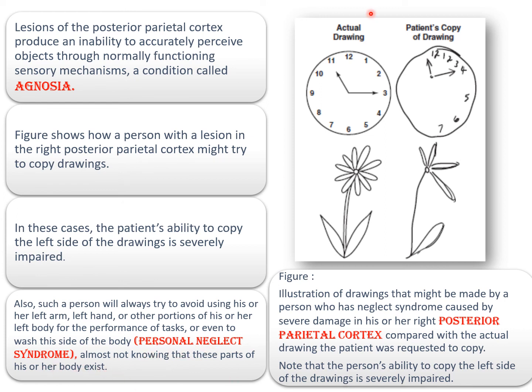So this figure is an illustration of a drawing that might be made by a person who has neglect syndrome caused by severe damage in the right posterior parietal cortex, compared with the actual drawing the patient was requested to copy. Note that the person's ability to copy the left side of the drawing is severely impaired. So this is an actual drawing and this was done by patients.